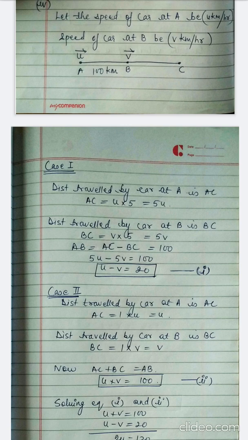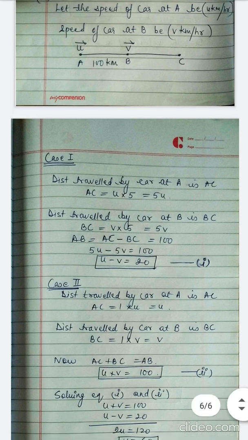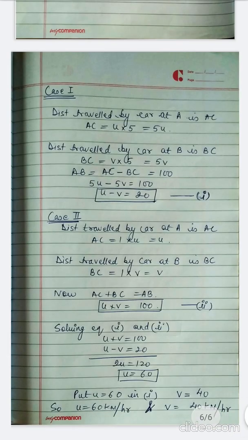For the second condition, if they travel towards each other, they meet in 1 hour. It means the distance traveled by car A is AC, which is equal to 1 into u, and the distance traveled by B is BC, which is equal to 1 into v. Now AC plus BC is equal to AB, that is u plus v is equal to 100. Solving these two equations, we get the values of u and v, which are 60 km per hour and 40 km per hour.